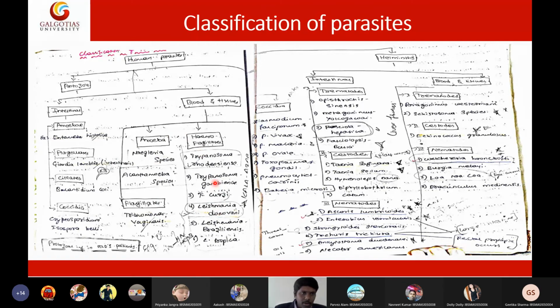In your syllabus, they have given the intestinal flagellate Giardia lamblia, the blood and tissue flagellate Trichomonas vaginalis, and the hemoflagellate Leishmania species. These are the three pathogens included in your syllabus. Is this clear? I will discuss Giardia lamblia and Trichomonas vaginalis, and Leishmania in the next lecture, since it requires a complete one-hour lecture.